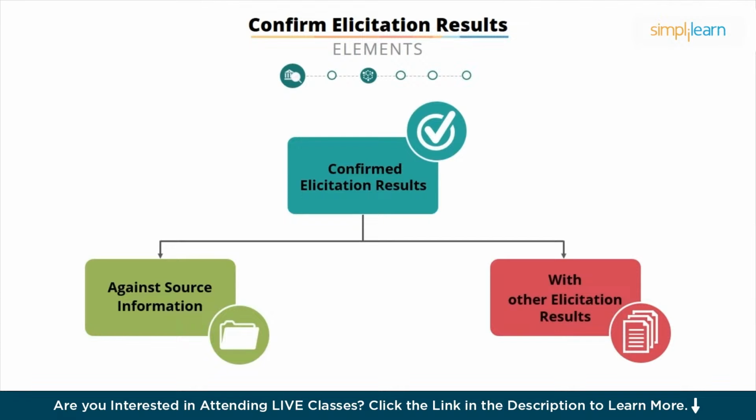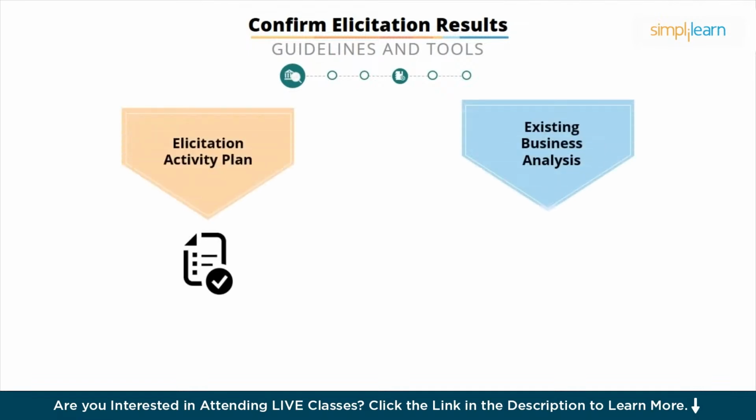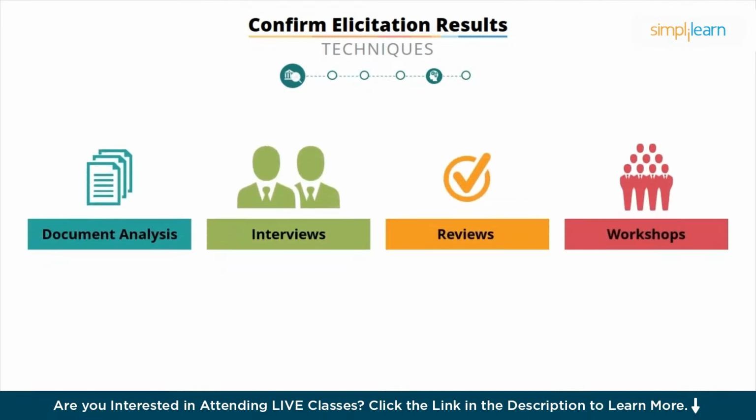Let's assume that you have conducted a brainstorming, interview, or focus group session and elicited information from the stakeholders. This information may be confirmed with existing documents or with other elicitation results. You may compare the results with the results of document analysis or process analysis. In addition to the inputs discussed, the elicitation activity plan and existing business analysis information may be used in this task as guidelines. Four techniques, document analysis, interviews, reviews, and workshops, can be used to confirm the elicitation results.